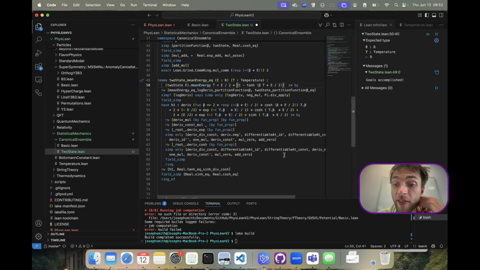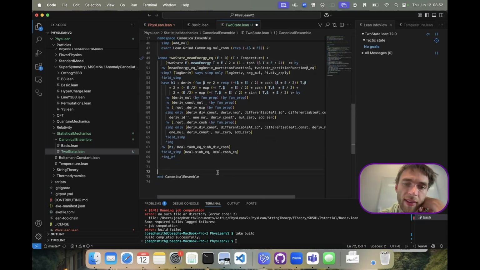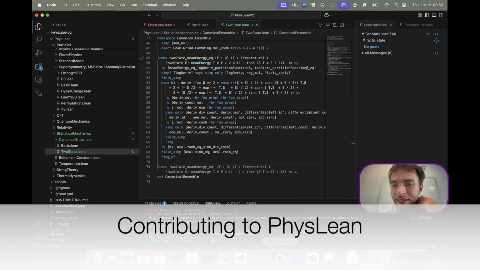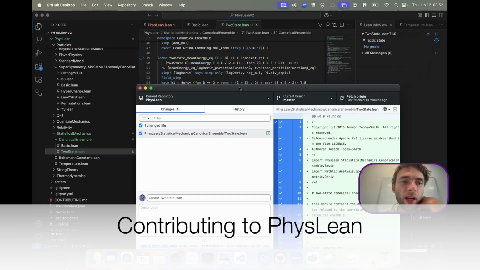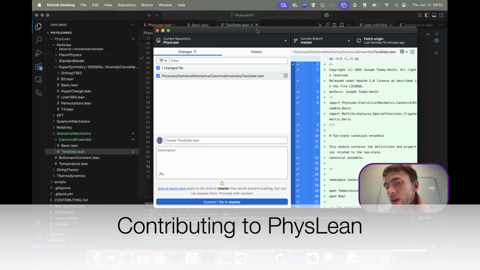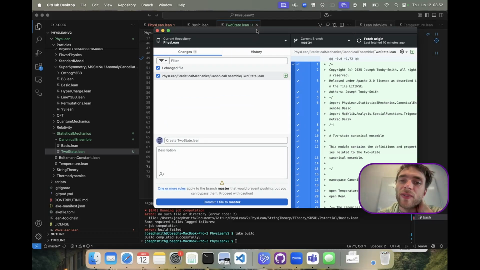There's probably a bunch of other things you can try and prove with this. For example, what is the entropy of the two-state system? But I want to finish by showing you how you would contribute this to the project. So I'm currently working on a clone of PhysLean, and I have write access to the PhysLean project. If you want to make a pull request, you just message me on the Zulip, or message someone on the Zulip, and we give you write access.